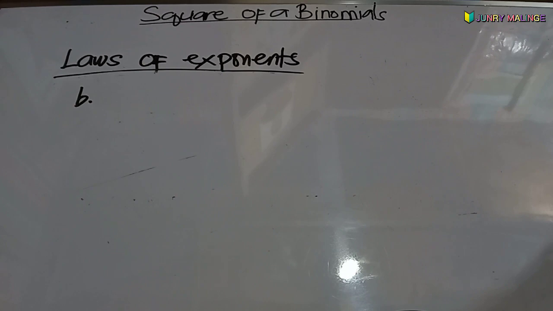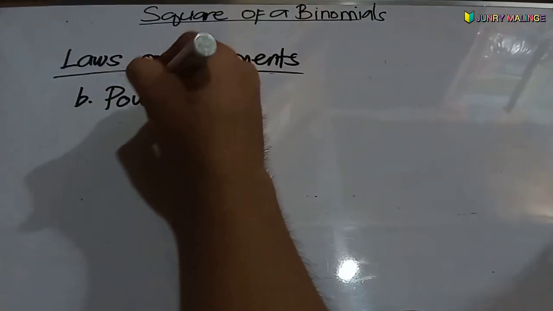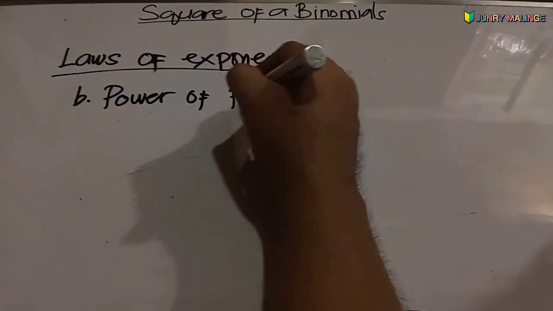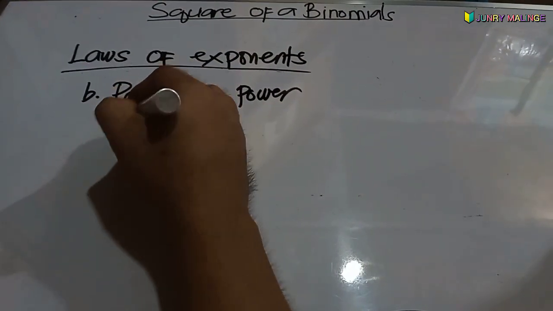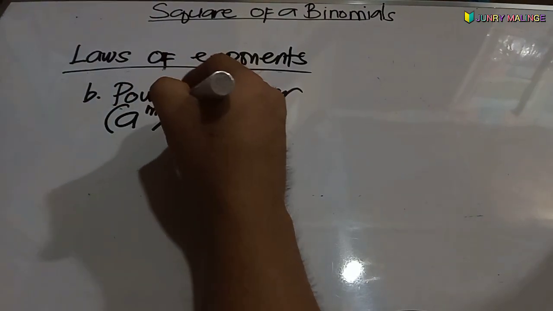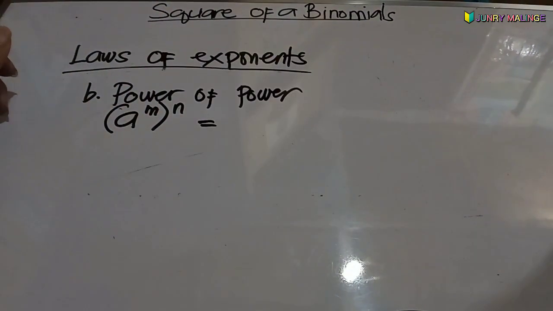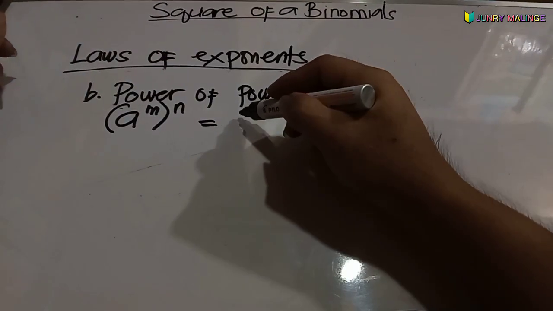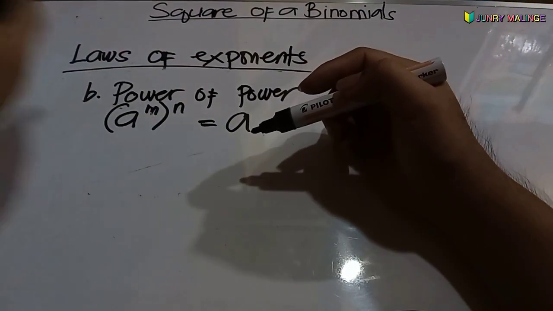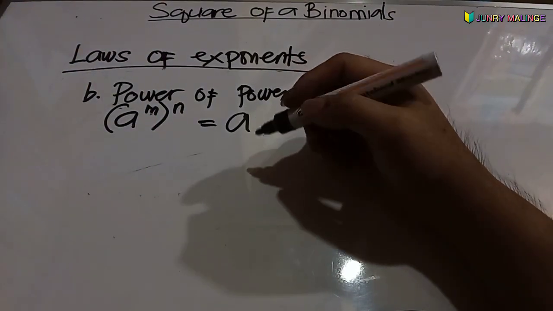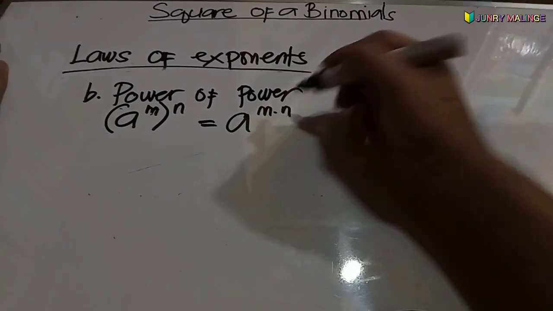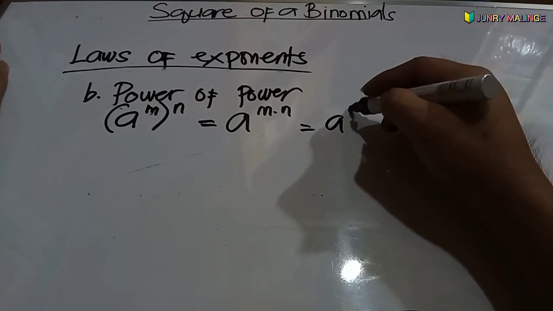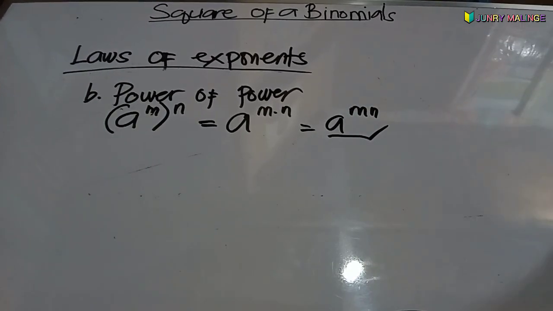Okay, let's proceed. Letter B. Pangalawang laws of exponents. Meron tayong tinatawag na power of power. Ano nga ba itong power of power? Halimbawa, meron tayong quantity a raised to m, raised to n equal. So, paano natin ito mai-solve? We're going to multiply our exponents. So, m times n. So, equal a raised to m times n, we have a raised to mn. This is our final answer.